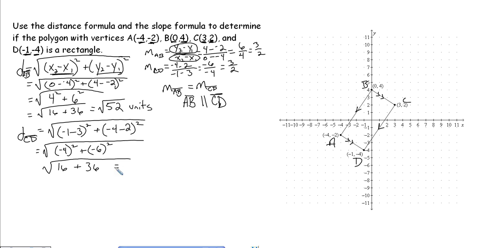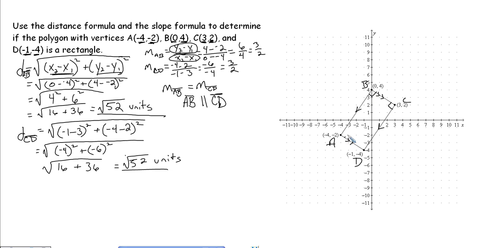And the length of line segment CD is also going to be the square root of 52 units long. So now we know that these two sides are the same length, and we also know that they are parallel. Okay, well, this still could be a parallelogram. What else do we have to know in order to form a rectangle? Well, we have to know that the angles that are formed are right angles.